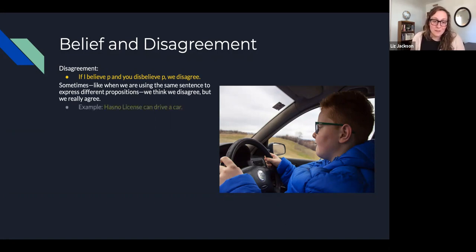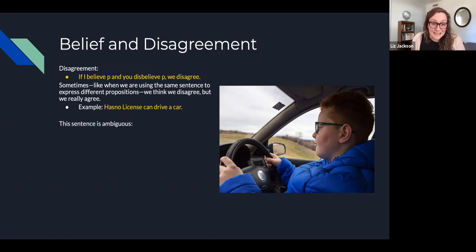Take this example: "Has no license, can drive a car." Let's say you come up to me, and there's this maybe 12-year-old kid with no license, and you say, "Has no license, can drive a car." And I say, "What? No, he can't. Has no license, cannot drive a car." So it seems like you believe "has no license, can drive a car," and I disbelieve that "has no license, can drive a car." So it seems like we disagree.